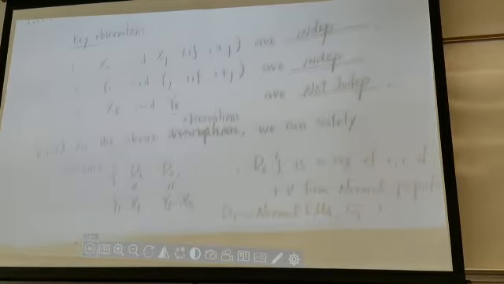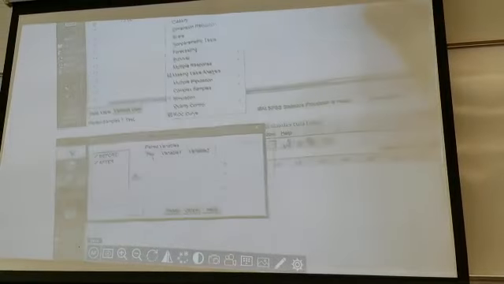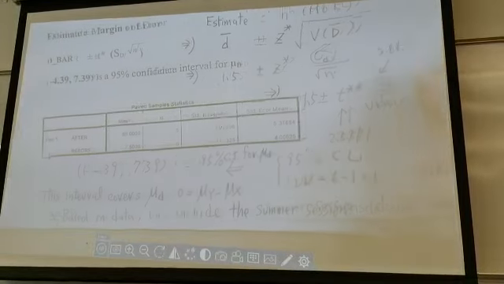If you flip your notes to the next page, this is the SPSS printout. You can skip this one and flip to the next page. And let's look at the model assumptions here, okay?